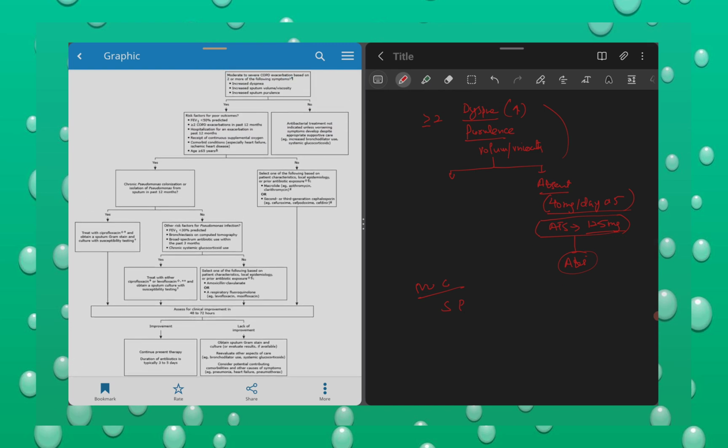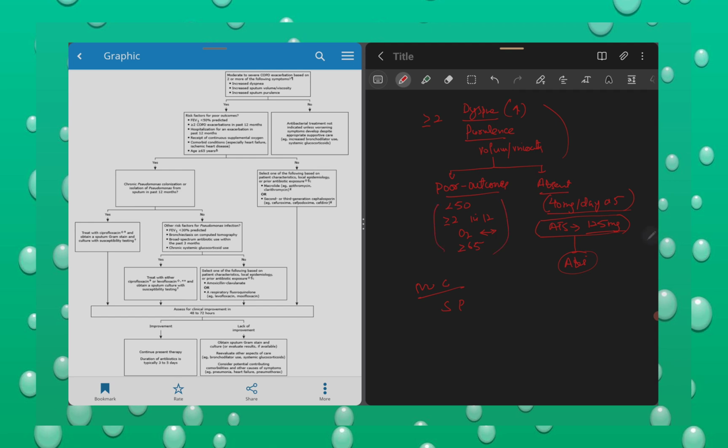When we classify COPD into moderate to severe COPD exacerbation, we see thereafter whether the patient has got poor outcomes or not. So for poor outcomes, we have the following things. For example, FEV1 greater than 50%, or if the patient has greater than or equal to 2 exacerbations in the past 12 months, and if he receives oxygen support continuously, or if he has any other comorbid conditions, or if age is greater than 65. So these are the risk factors for poor outcomes.